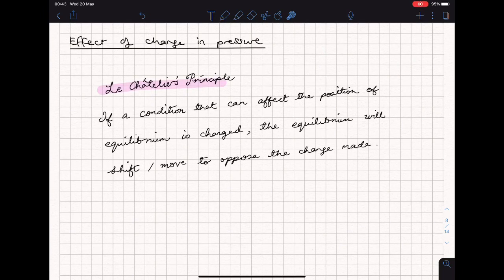So according to Le Chatelier's principle, an increase in pressure applied to the equilibrium mixture will lead to the equilibrium shifting to oppose the change by decreasing the pressure itself. So we need to know what reactions decrease the pressure, and also what reactions will increase the pressure if we happen to decrease the pressure of a reaction mixture.